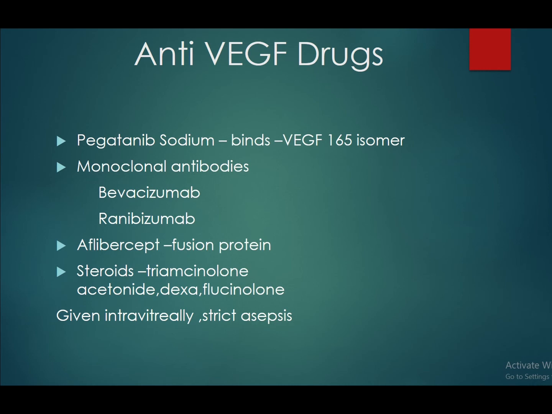So what are the anti-vascular endothelial growth factor drugs that we are using? Pegaptanib sodium is an aptamer which goes by the commercial name of Macugen. It binds to the vascular endothelial growth factor 165 isomer. Then you have monoclonal antibodies which are directed against vascular endothelial growth factor.